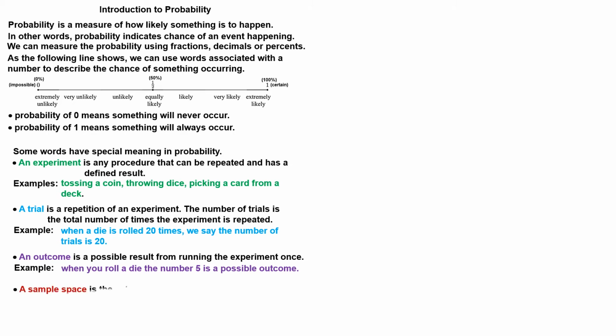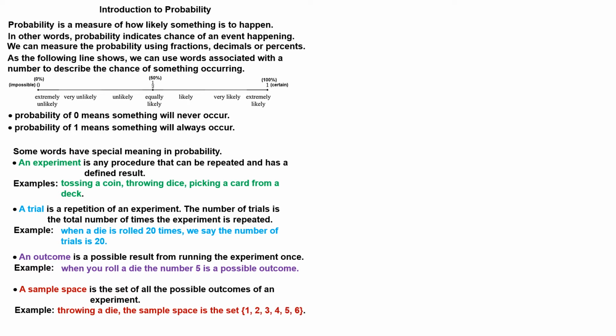A sample space is the set of all the possible outcomes of an experiment. Example: throwing a die, the sample space is the set 1, 2, 3, 4, 5, 6.